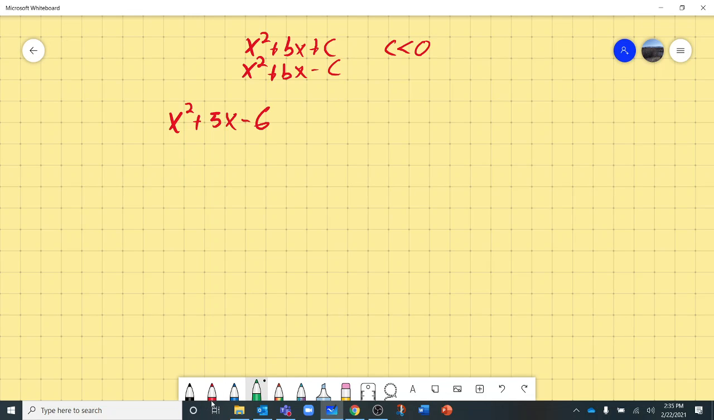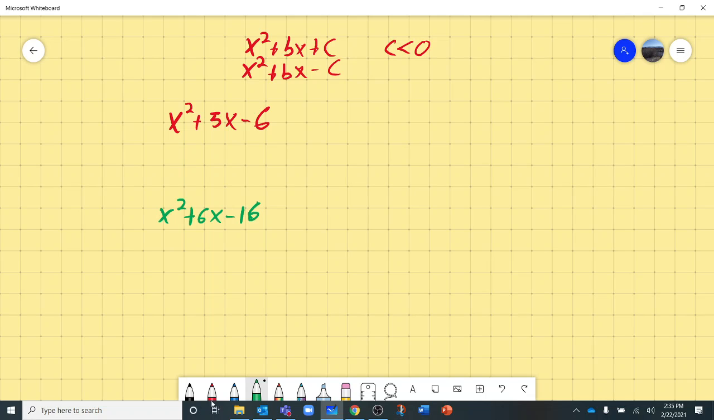And then we'll do one other, x squared plus 6x minus 16. And yes, these are harder. These might be the more difficult ones, but they're really not that bad still.